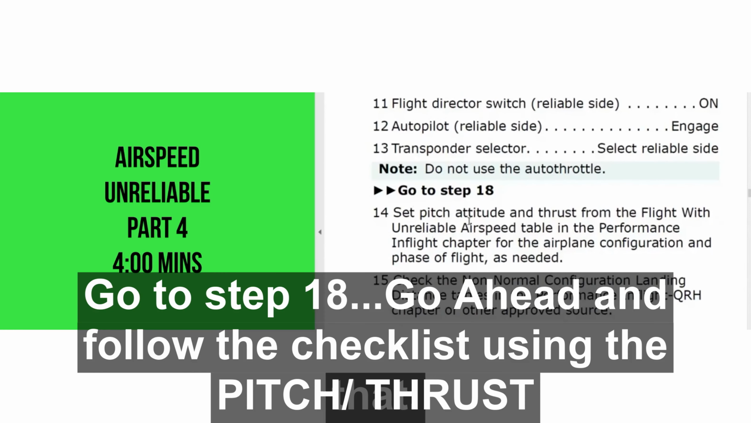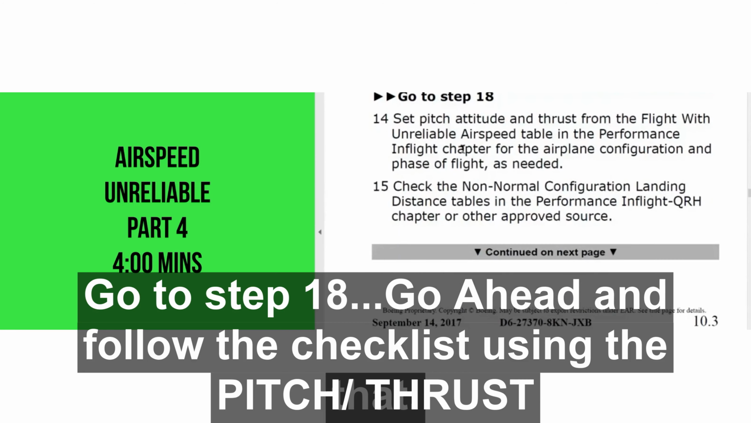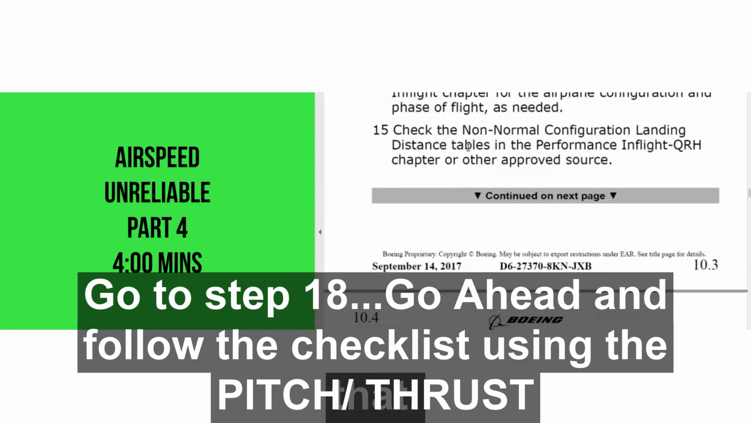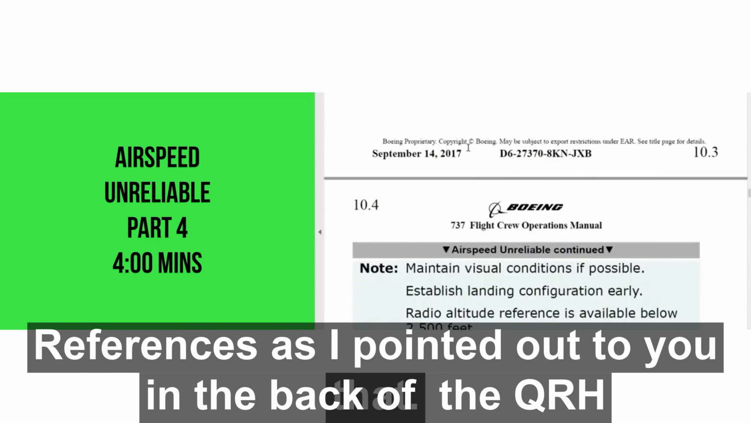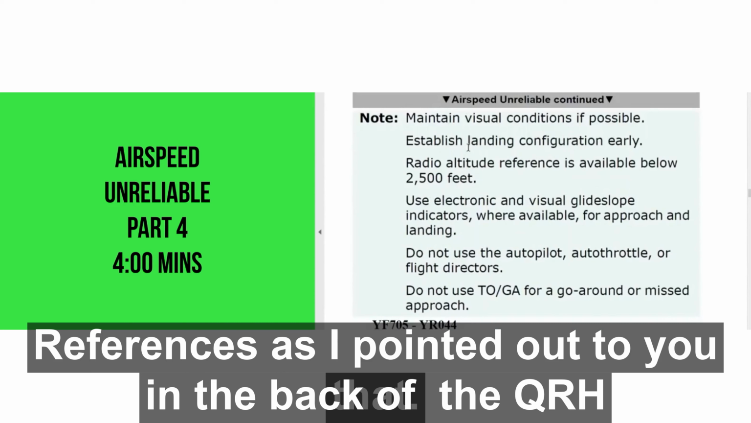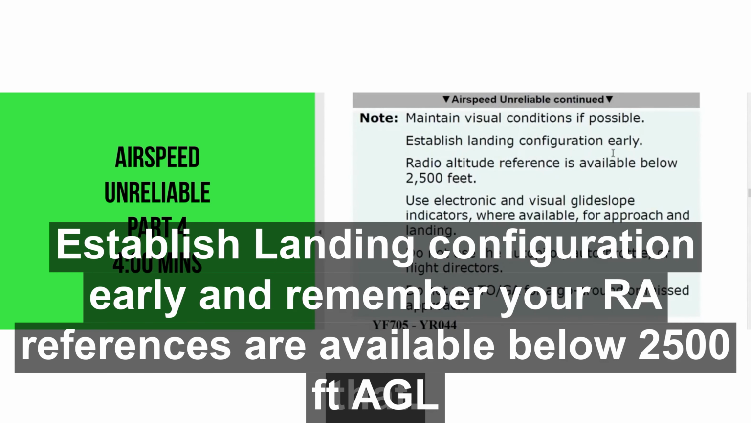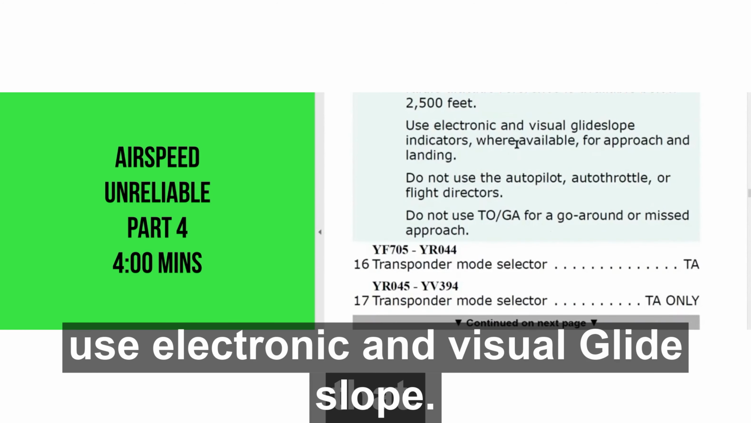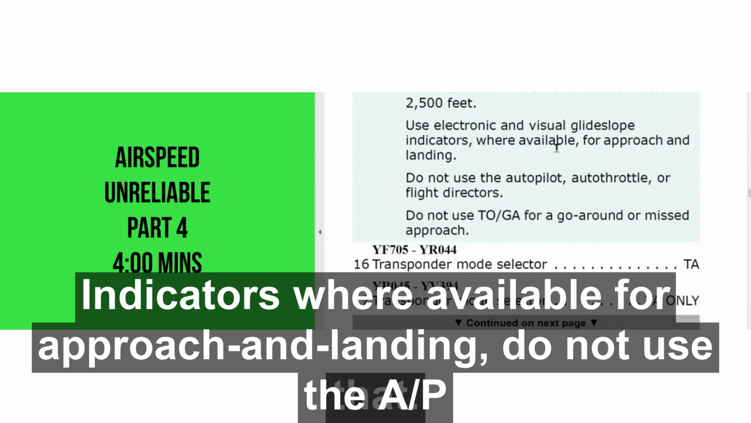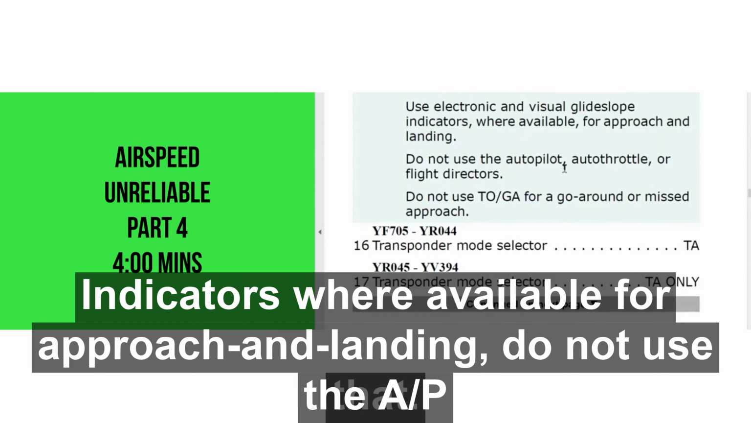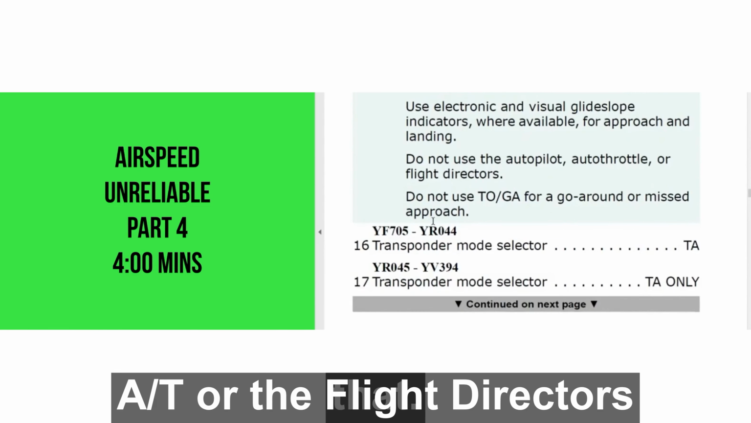Go to step 18. So you go ahead and follow the checklist using the pitch thrust references as I pointed out to you in the back of the QRH. Maintain visual conditions if possible. Establish landing configuration early. And remember your radio altitude references available below 2,500 feet. Use electronic and visual glide slope indicators where available for approach and landing. Do not use the autopilot, auto throttle, or flight directors.